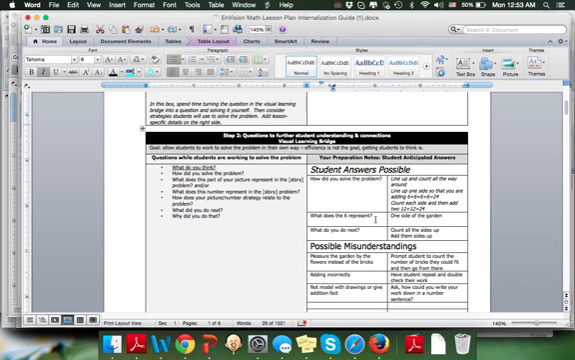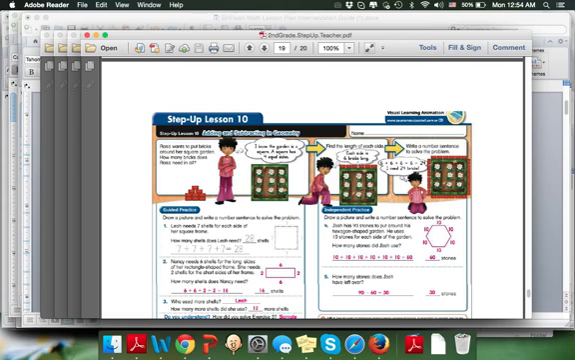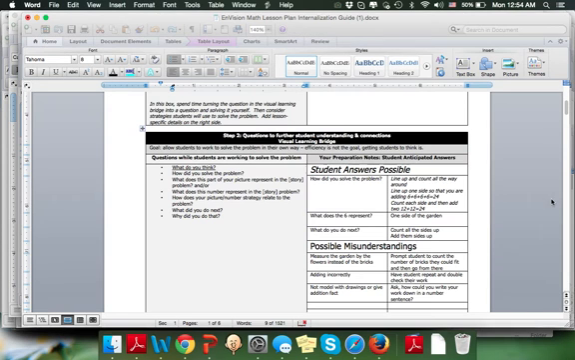The other thing is I could ask the question, what does this part of your picture represent? Or what does this number represent in the story problem? So I know that in my actual problem this side is 6. So I might ask my students, what does the 6 represent? And I've put in here what their answer would be. I want them to tell me one side of the garden.